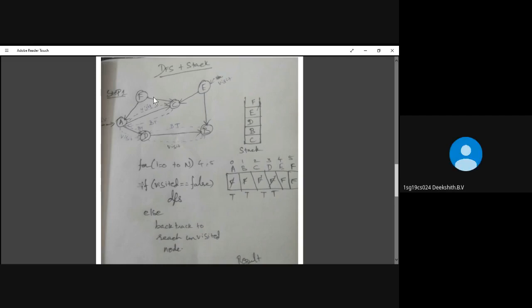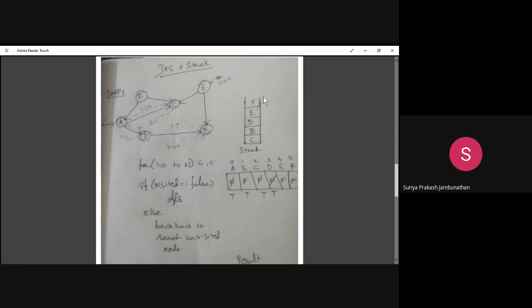Can you tell me, students? Two out degrees, very good. Two out degrees we are having, that is A and C. Are A and C visited or not visited? It's already visited. A and C are visited nodes, so it's not possible to go to A and C. So we have to remove F.